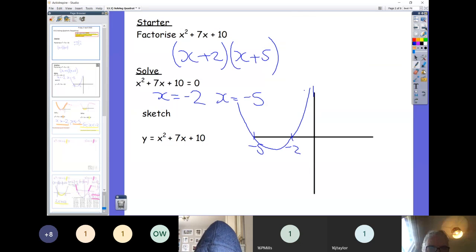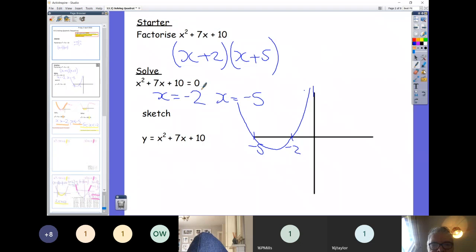This is building on that example. Let's imagine we were then going to be sketching the equation y equals x squared plus 7x plus 10. So we're extending this from having factorised it to practicing sketching the equation. You would kick off and factorise, then you would solve it by setting it equal to 0. Do you remember, what two values of x are such that this becomes 0?